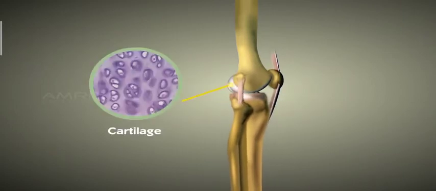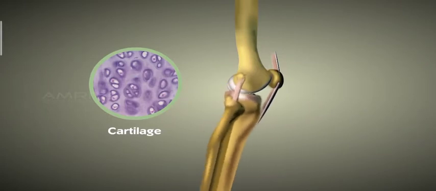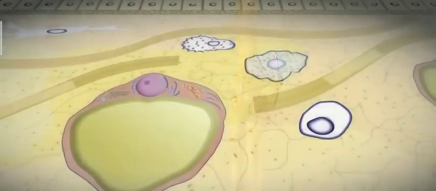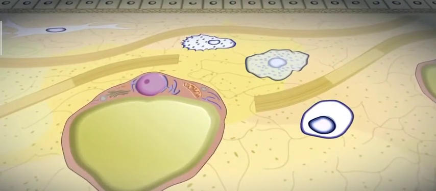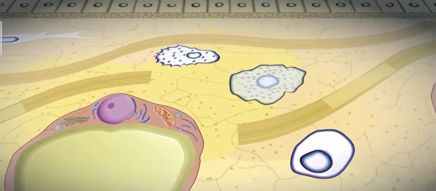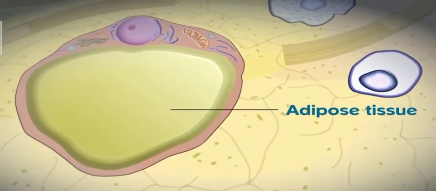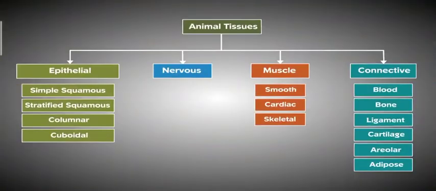Cartilage protects bones by preventing them from rubbing against each other. It is a tough but flexible tissue. Areolar tissue fills the space inside the organs. It is gel-like with both elastic and non-elastic fibers. Adipose tissue stores fat molecules.